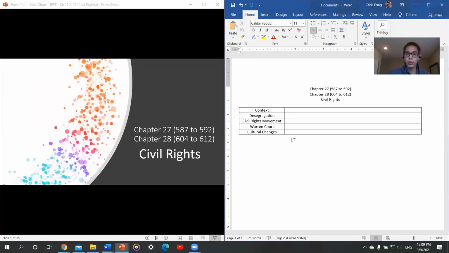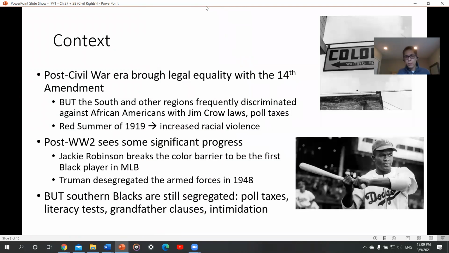You can see how I've got my note taker set up here, looking at the context, looking at the initial movement of desegregation with Brown v. Board in 1954, and then the civil rights movement with a particular focus on Martin Luther King Jr., the Civil Rights Act of 64 and 65, and then Malcolm X, Black Power as well. And then we'll finish with a discussion of some cultural changes and some domestic changes of the 1950s and 1960s.